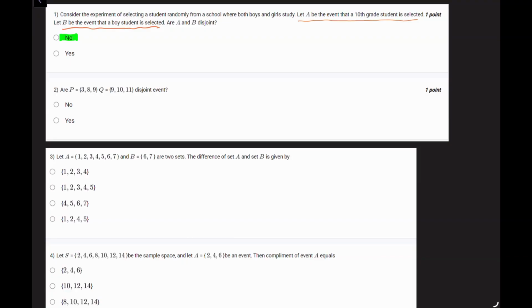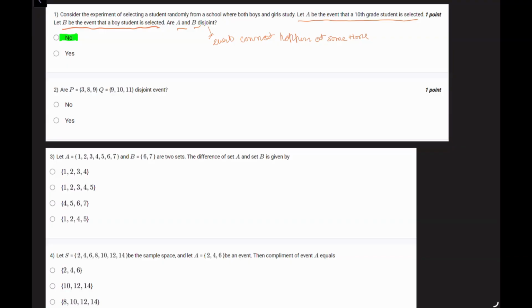So let's see the event A. Event A is selecting a 10th grade student, and event B is selecting a boy student. They can both occur together. So if a boy student from 10th grade is selected, it falls in both A and B categories, which means this is not disjoint. Disjoint events are those that cannot happen at the same time. That's when they are called disjoint events.